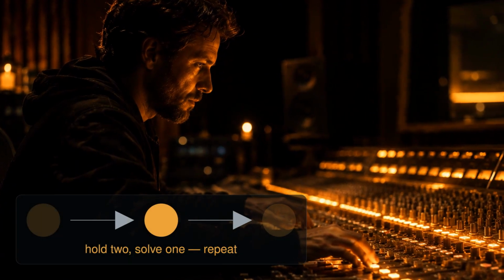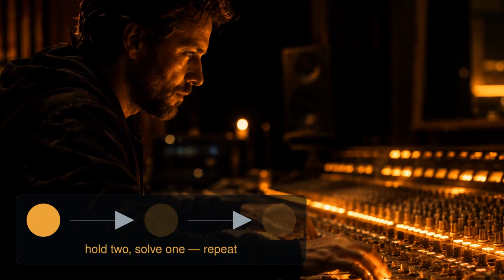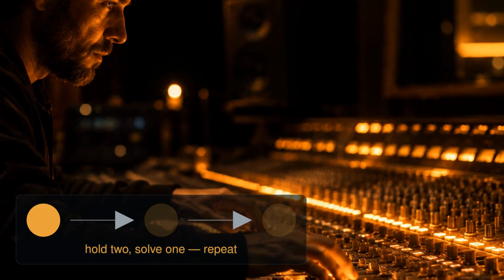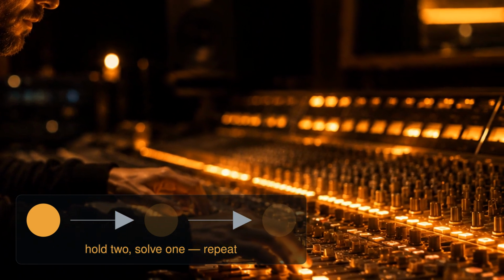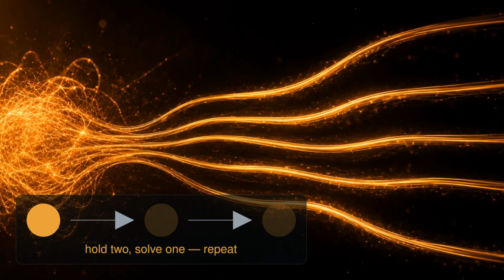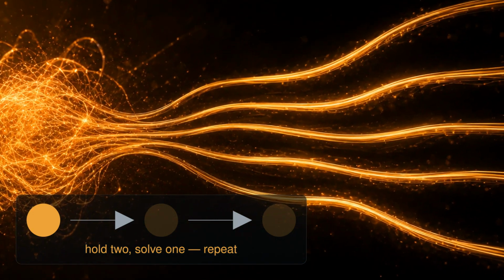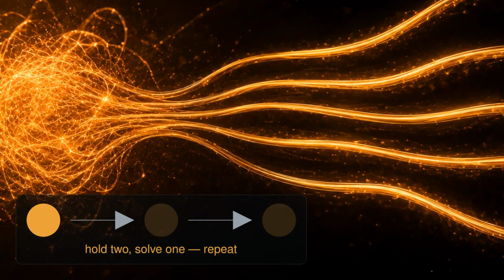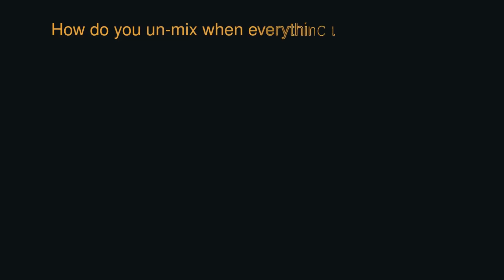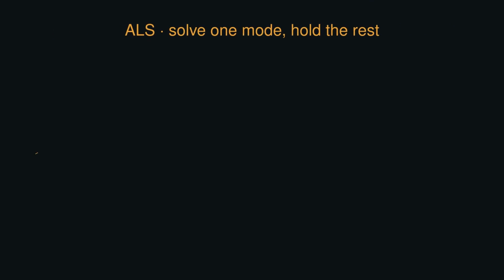But how do you actually unmix? You cannot solve for the timbres, the rhythms, and the places all at once. So you cheat, gently. Freeze 2, and solve the 3rd. Then freeze differently, and solve again. Round and round, the tangle loosening into clean, separate stems. Freeze 2 factors, solve the 3rd. That is alternating least squares.